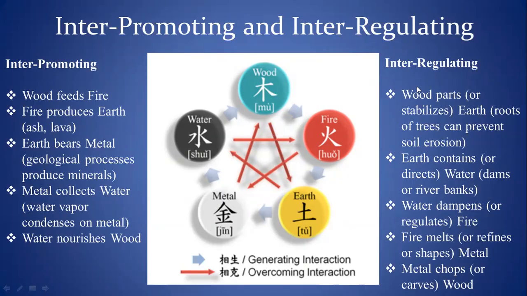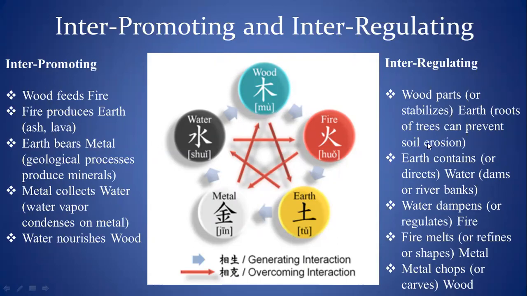So within interregulating, you have wood parts or stabilizes the earth. So for example, roots of trees can prevent soil erosion. That's this one here. Then the next one, earth contains or directs water, in the form of sort of dams or riverbanks. Water then dampens or regulates fire, which is this interaction here. Fire melts or therefore refines and shapes metal, so into things like tools or weapons. And then finally, metal chops or carves wood in the form of tools again.